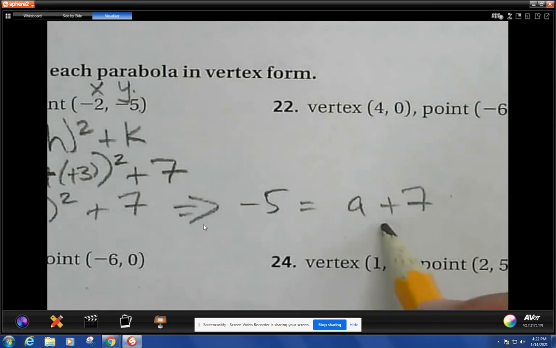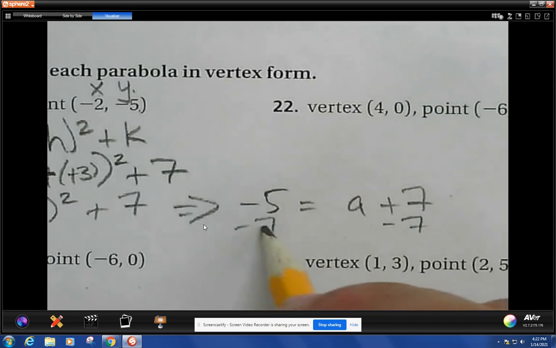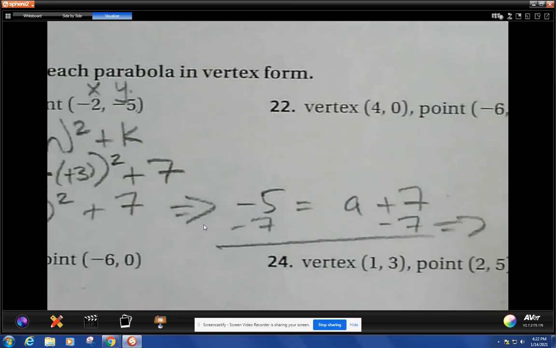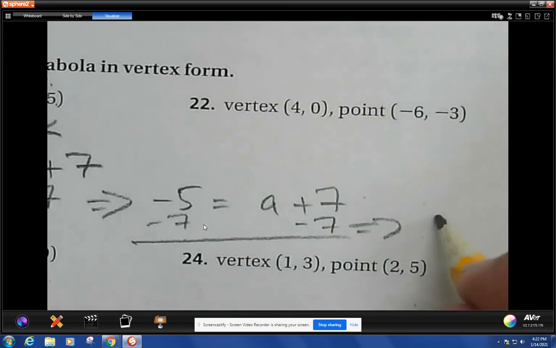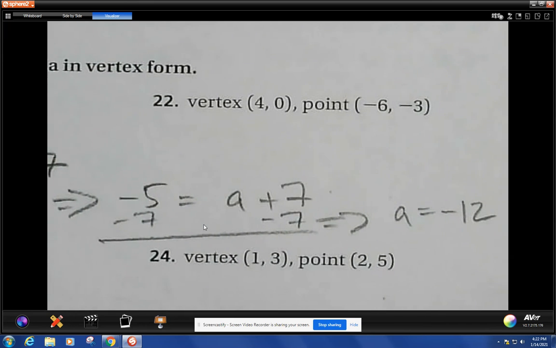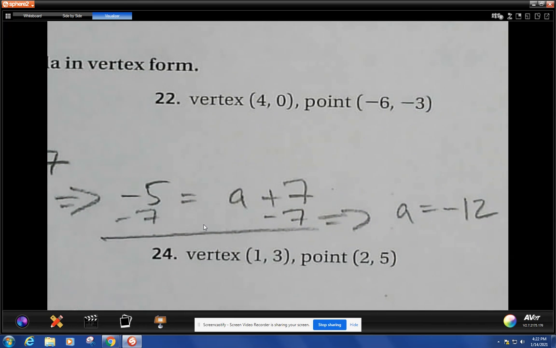Okay, so the last step I have to do is subtract 7 from both sides, which gives me, I'm going to move my work over. I'm running out of room. a equals -12. So now I can put all of this stuff back into my original equation that I started with.